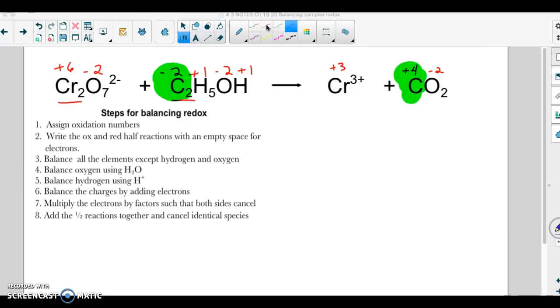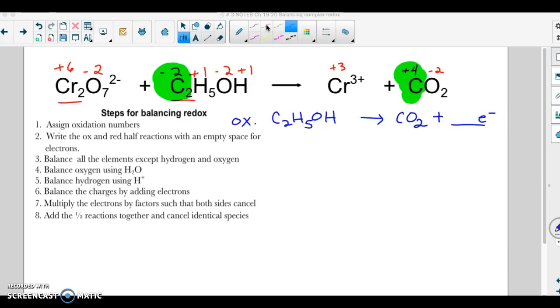So when I write out this oxidation, I'm going to write that whole molecule. It's ethanol, and I know it's going to undergo oxidation. So I'm going to put an arrow and then put the carbon dioxide, and then I know that it's oxidized, so I'm going to have electrons here.